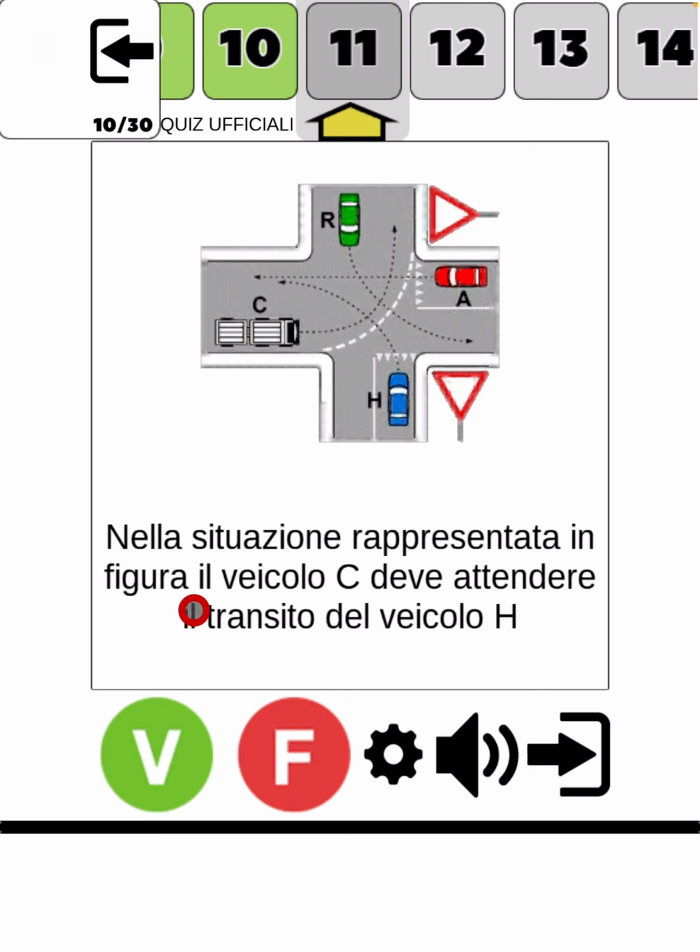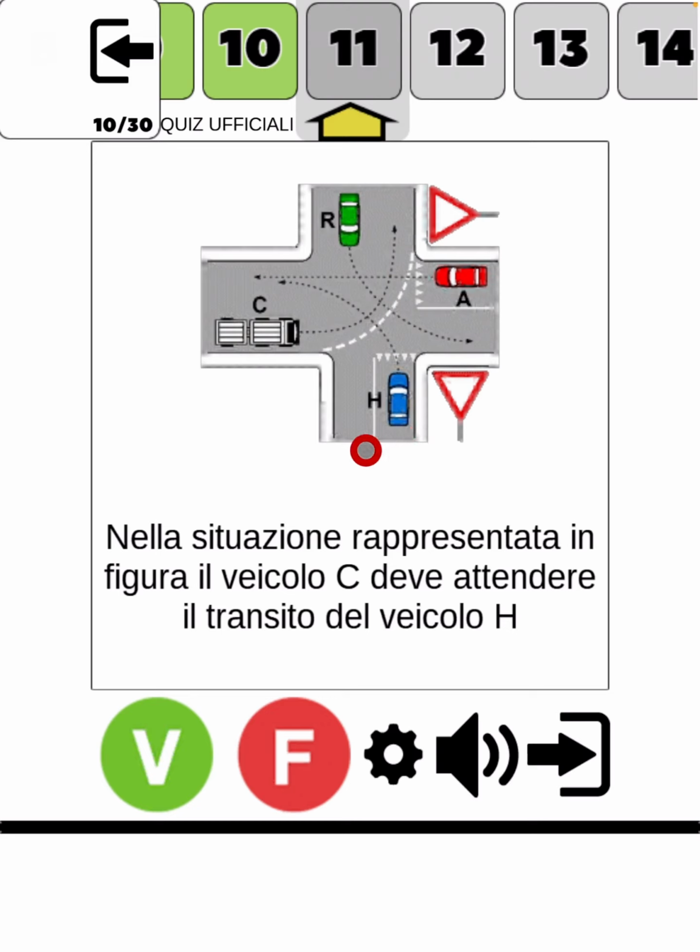Let's read. Nella situazione rappresentata in figura, il veicolo C deve attendere il transito del veicolo H. It's trying to say that vehicle C will wait for vehicle H to pass first.